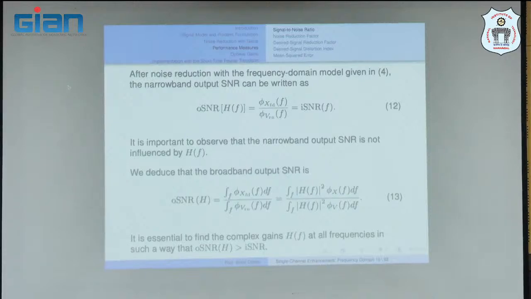How do we do that? How do we maximize this numerator when the norm of H is constant? How do we do that? Okay, this integral.